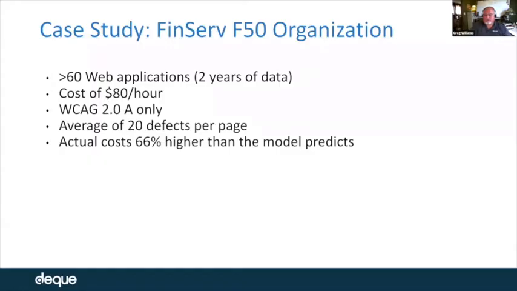This is a Fortune 50 organization. This particular one happens to be the Fortune 50, Fortune 40 organization that I worked for before I came to Deque, so I'm very familiar with the situation. We had more than 60 web applications, so about 2 years worth of data. Again, that cost $80 an hour that I talked about. This one happened to be WCAG 2.0 Single A only, and this was actually in response to the Accessibility for Ontarians with Disabilities Act. So this was this organization's response to AODA's first requirement of 2.0 Single A, which I believe was January 1st of 2014.